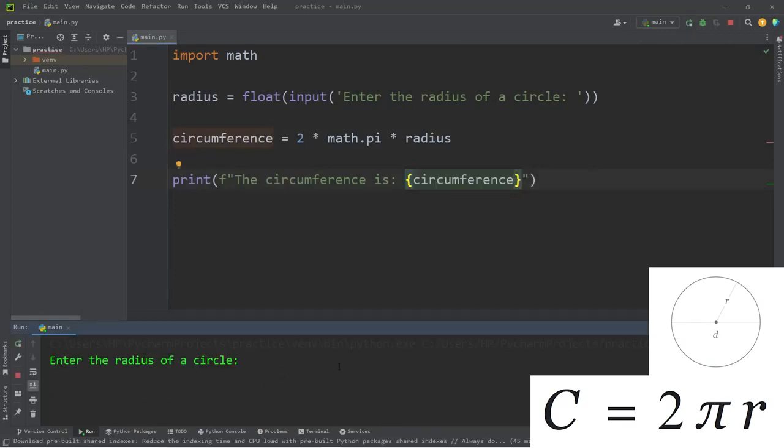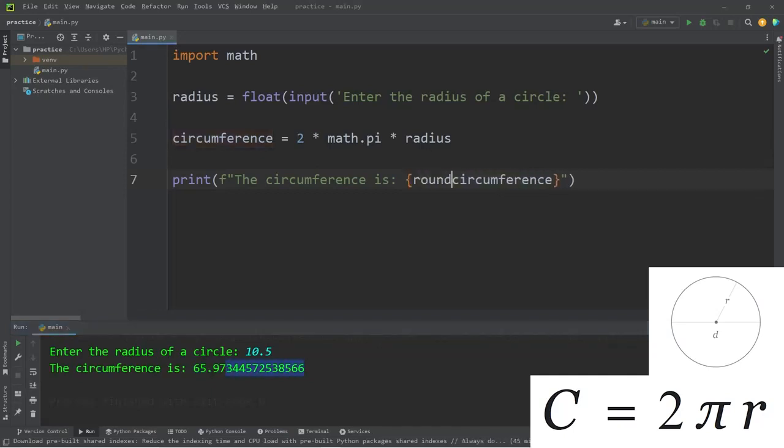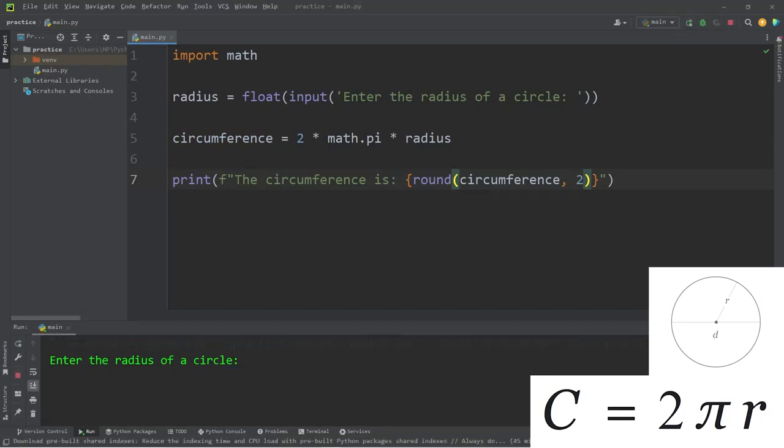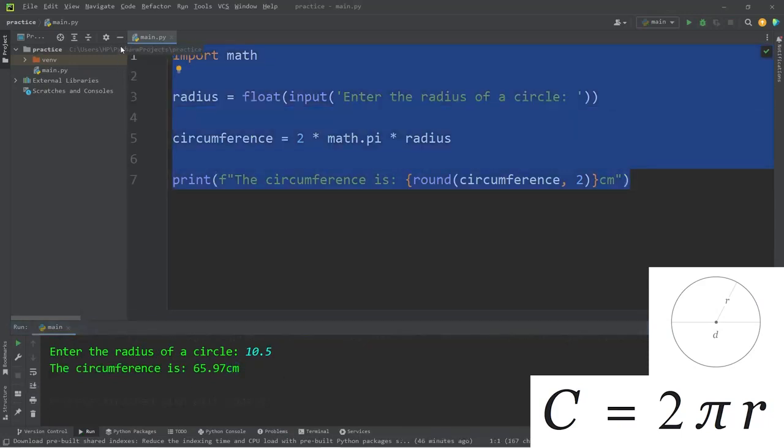Enter the radius of a circle. I'll enter 10. Actually, 10.5. The circumference is 65.97. If you want to round and truncate some of these numbers, we can use the round function around circumference, then round to a given decimal place. I'll round to 2 digits. Again, 10.5 rounded is 65.97. You could add a unit of measurement too. Let's say centimeters. 10.5 is 65.97 centimeters. All right, that is the first exercise.